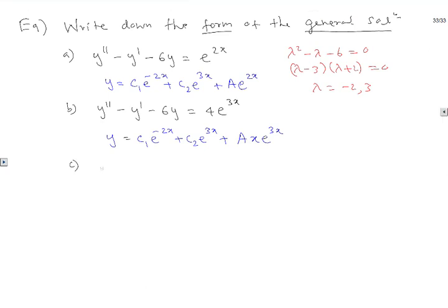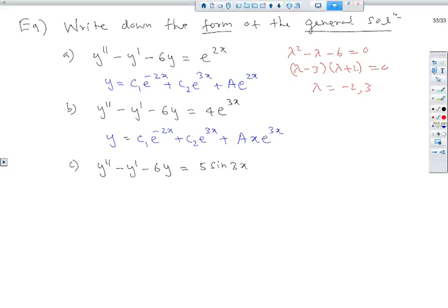The next one. So how about y double prime minus y prime minus 6y equal 5 sine 3x. So when you have sine, it doesn't really matter whether this matches or not.